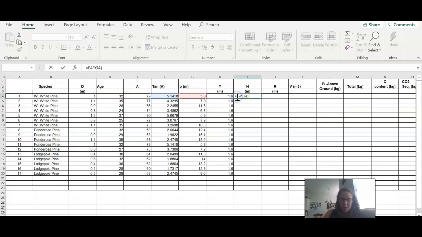And I guess you can put that in parentheses just to clarify that this is the order of operations, and then you add Y. Alright, so then H for the first tree is going to be 31.42.